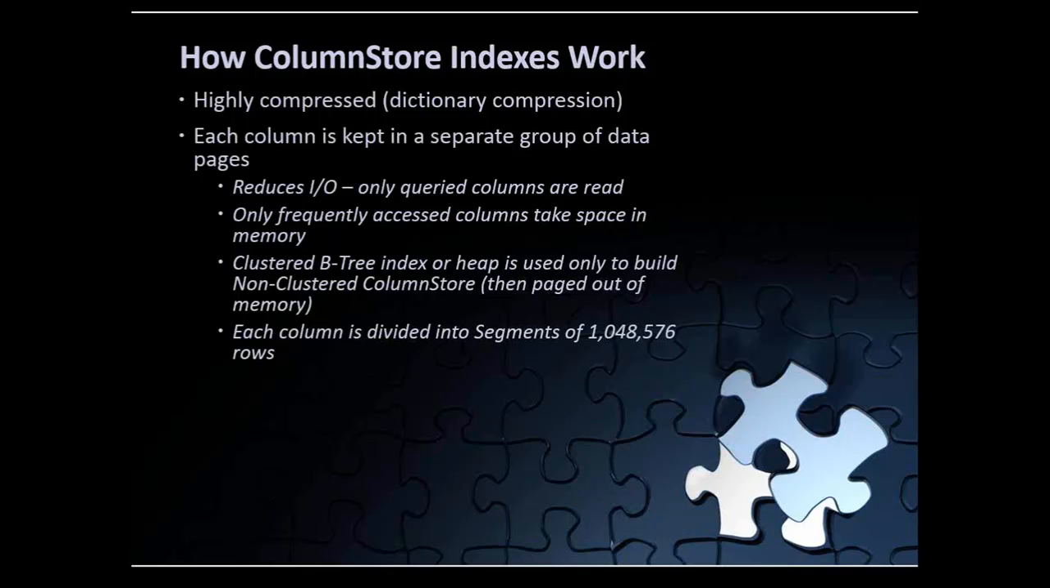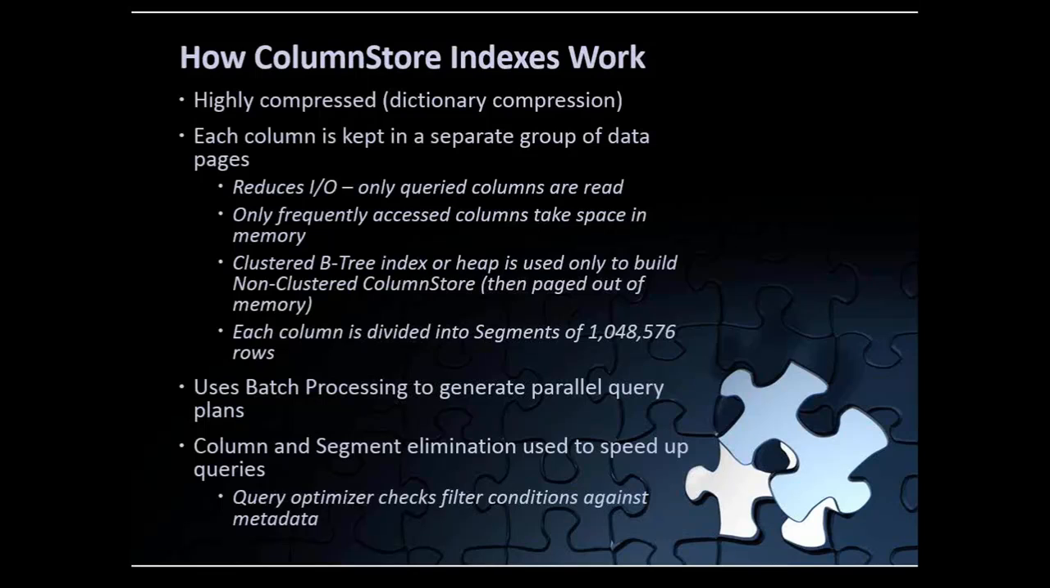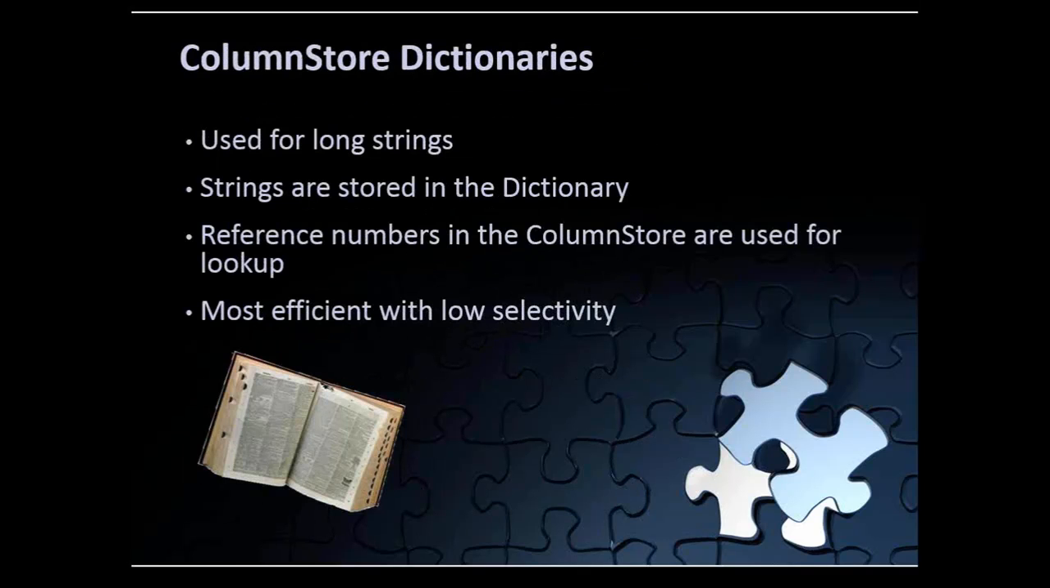Each column is divided into segments of 1,048,576 rows, and that number is 1,024 squared, for those who are interested in why they pick that. ColumnStore indexes use batch processing to generate parallel query plans most of the time. And they use column and segment elimination to speed up queries. So the query optimizer checks filter conditions against metadata. So a little bit more about that.